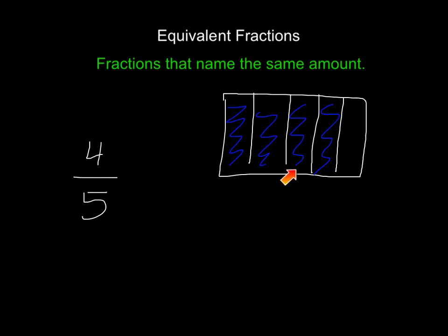1, 2, 3, 4, 5. Now, in a perfect world, these sections would be equal. However, they're not because I had to hand draw them, and so they're not quite equal. But we're going to pretend that they are. Of these 5 sections here, we have 4 of them shaded with blue. 1, 2, 3, 4. That represents our 4 shaded with blue out of 5 equal parts.